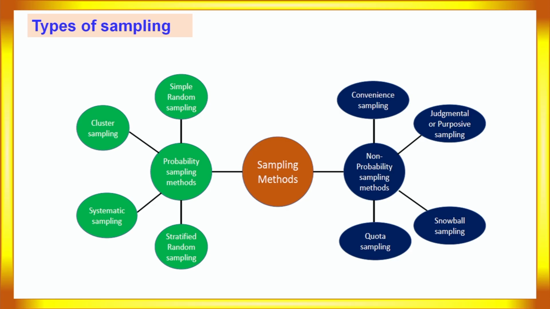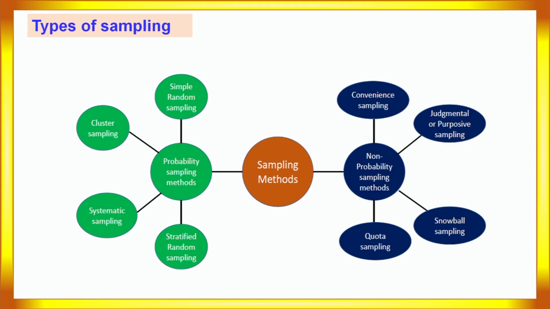So, what are the advantages of simple random sampling? First, it is bias free. As it is random in nature, there is a high probability of being representative. And secondly, simple random sampling can control all the extraneous variables.